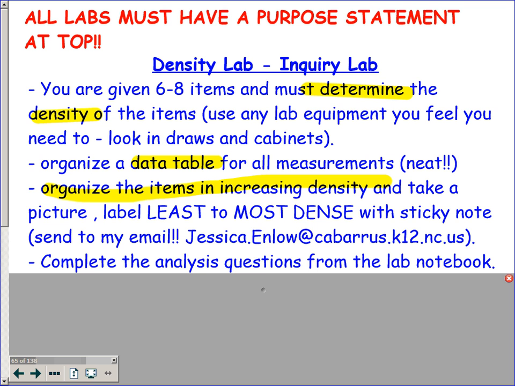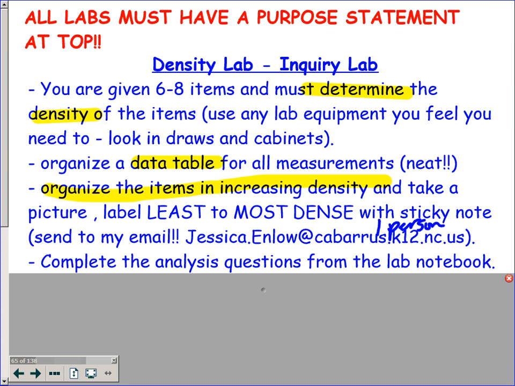Okay, you need to make your own data table. A lot of times I give you a data table to fill out, but this go around I want you to make your own data table. Organize the items at the very end. I want you to determine the density for everything. Organize the items in increasing density, and then take a picture. One person from your group, please, not all 30 of you, okay? So one person can take a picture and send me an email with the picture, and that will be one of your concluding questions there.